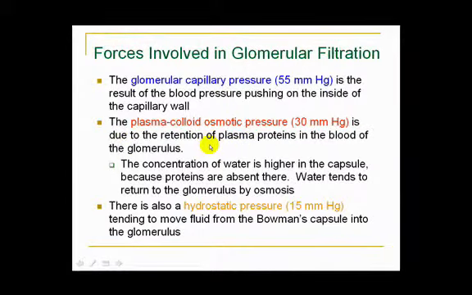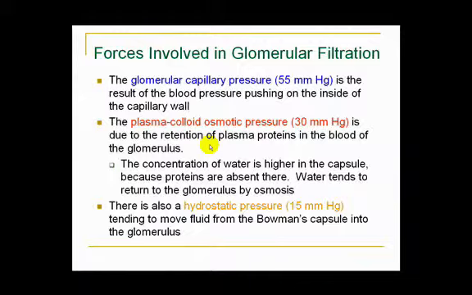This is because, remember, things like to move from a higher concentration to a lower concentration. Basically, you retain proteins in the plasma because they can't get across to the lumen of the Bowman's capsule. So the concentration of water is always going to be higher in the capsule than it is in the blood, because the proteins stay in the blood and they're absent in the capsule. So there's an osmotic pressure. Water is going to tend to want to return back to the glomerulus by osmosis from the capsule.